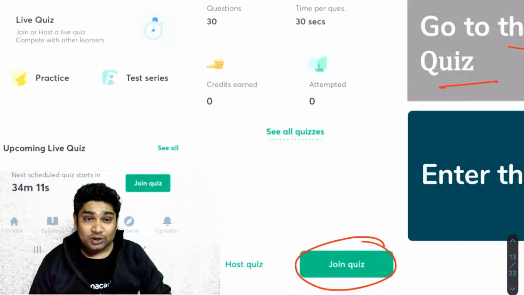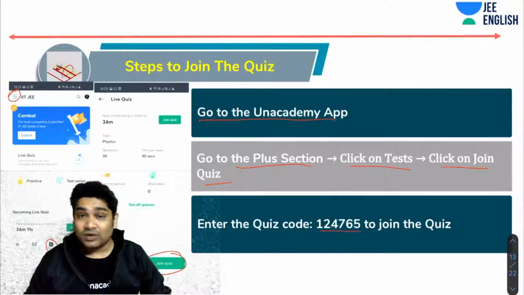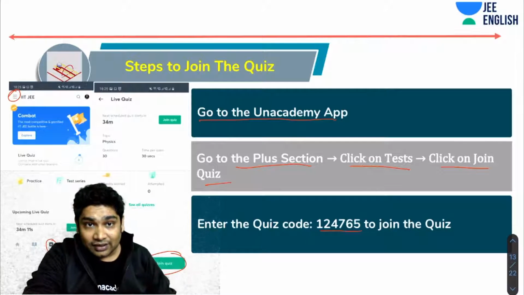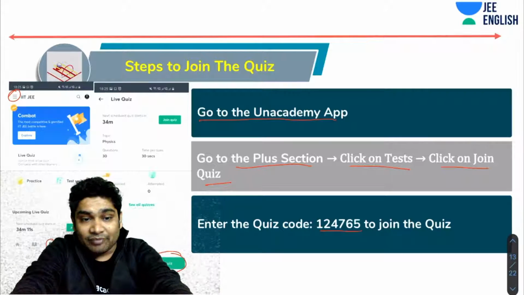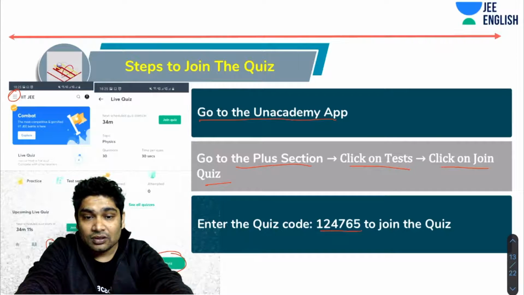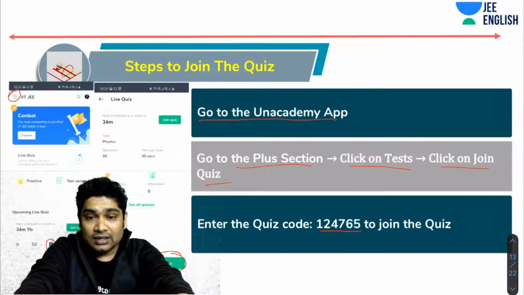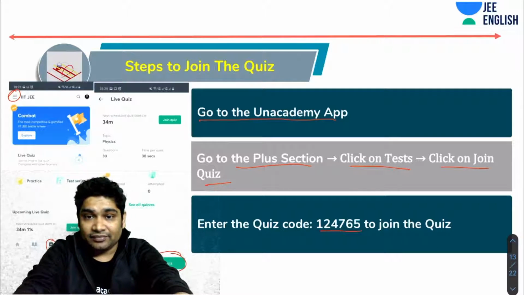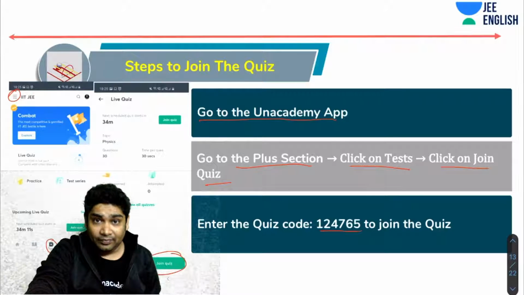Once you click on join quiz, you will be asked for a quiz code. This is the quiz code for today's quiz. Let me just write it down in the chat as well, and let's have people joining this. The quiz code for today's quiz is 124765. So hurry up and join the quiz using this quiz code.